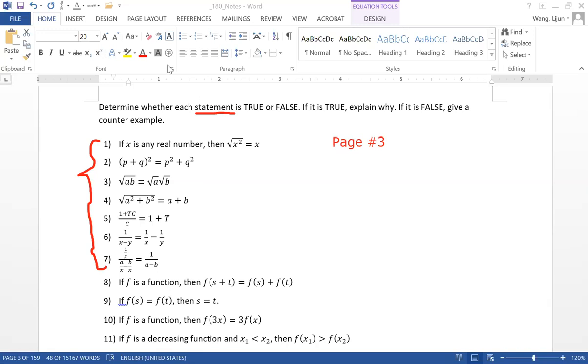Okay, class. As you see, I have my board ready here. Anybody or everybody, unmute and volunteer. Seven questions only. As it says, determine whether each statement is true or false. That's the first step. Then, if it is true, explain why. If it is false, give a counterexample.